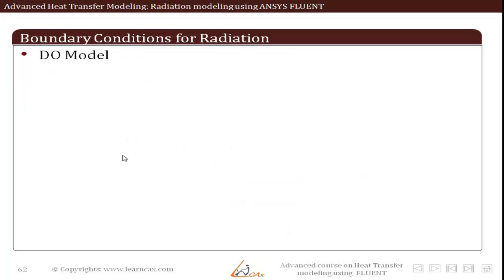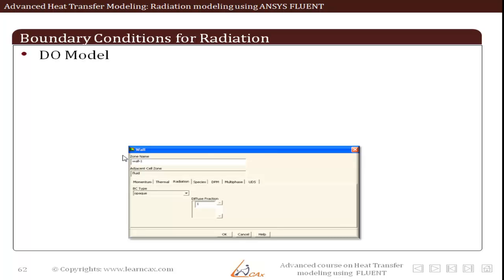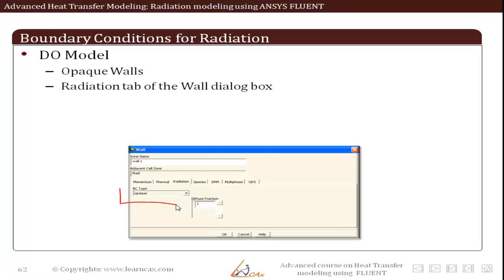In the radiation tab of the wall dialog box, we have to select opaque in the boundary condition type drop down list to specify an opaque wall. So this is the selection where we select opaque boundary type. This is applicable for the DO model. Opaque walls are treated as gray if gray radiation is being computed, or non-gray if the non-gray DO model is used. If the non-gray DO model is used, the diffuse fraction can be specified for each band.